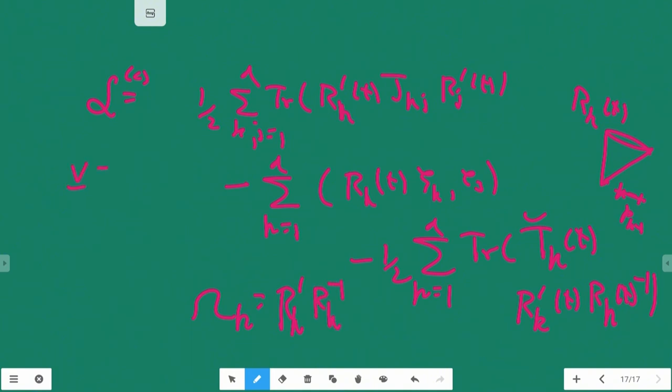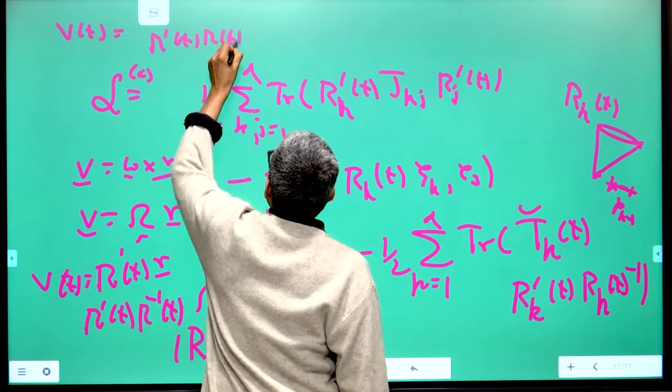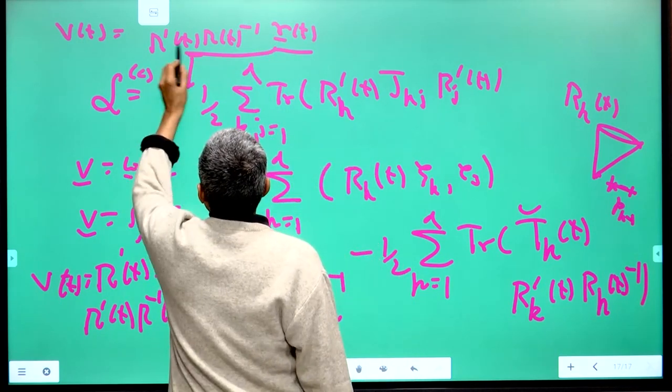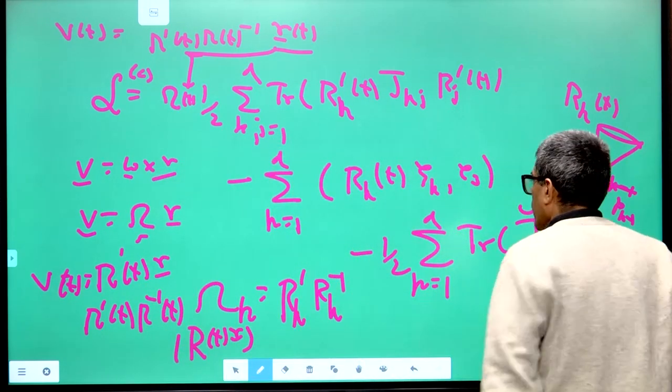You wrote v as omega cross r; in coordinate matrix vector form this became omega into r. On the other hand, you could write down the position after time t as r(t) into r. So, its velocity is r'(t) into r, which can also be written as r'(t) r(t) inverse into r(t) r. So, you could say that the velocity after time t is nothing but r'(t) r(t) inverse into r(t), where r(t) is r(t) r. So, you can identify r'(t) r(t) inverse with omega(t), the angular velocity tensor, and you get these Euler Lagrange equations.